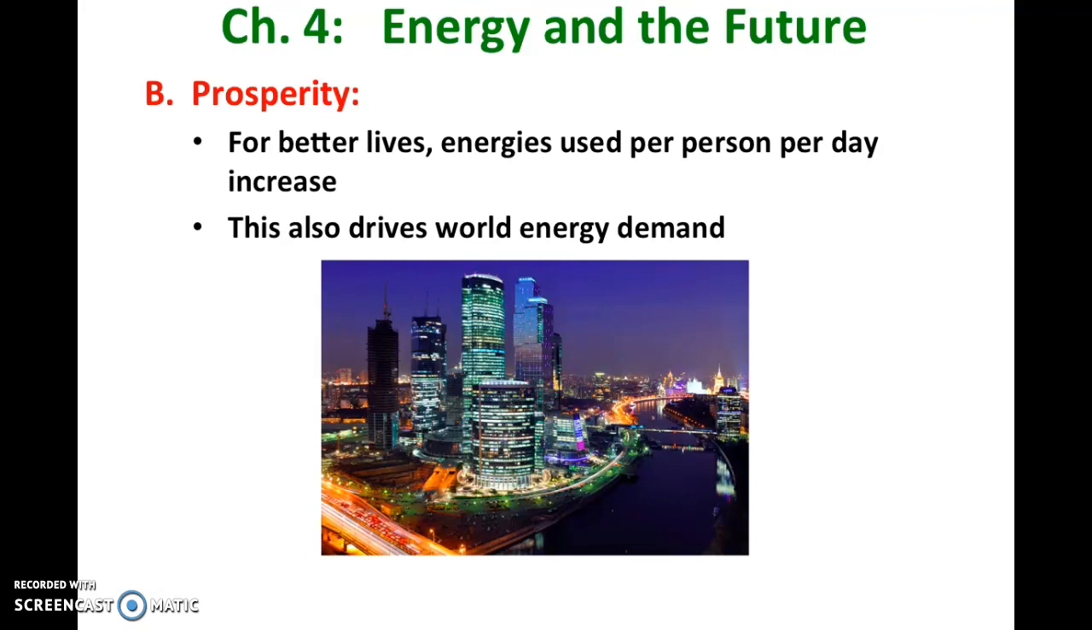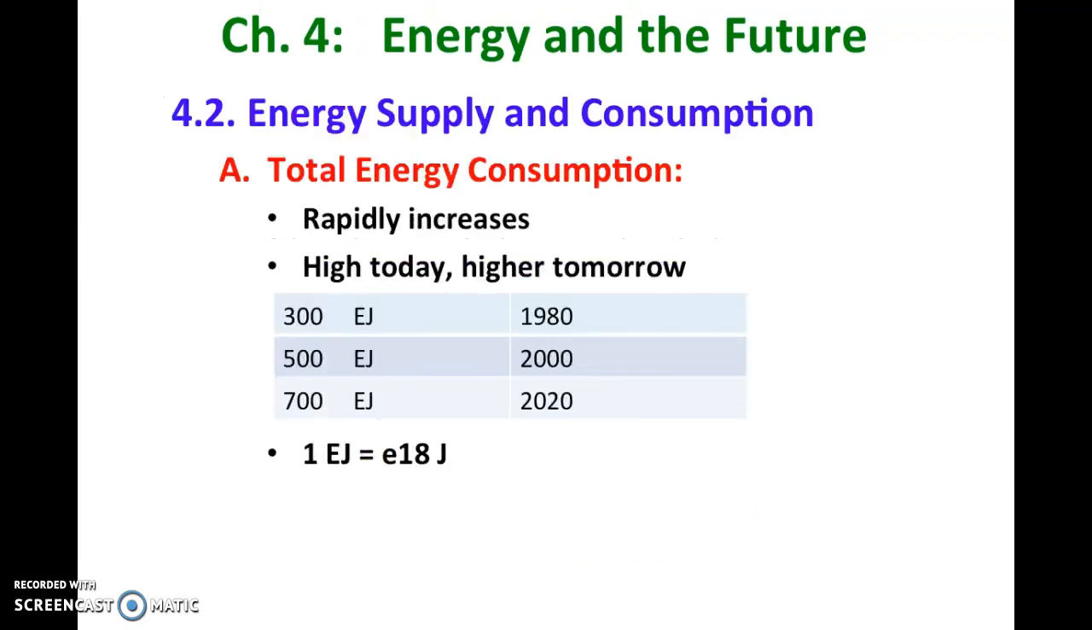Prosperity also drives the world energy demand. For better lives, the energy used per person per day increases. Therefore, the total energy consumption rapidly increases. Higher today, higher tomorrow. For instance, in 1980, the world energy consumption was about 300 EJ, but in the year 2000, it increased to 500 EJ. Here the unit EJ is defined as 10 to the 18 joule.